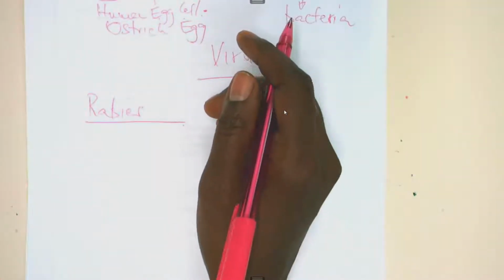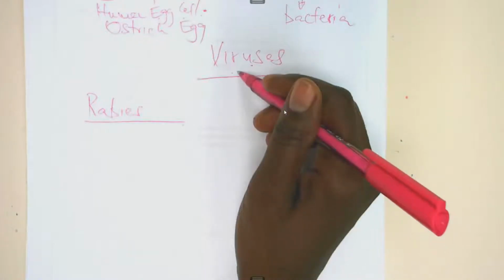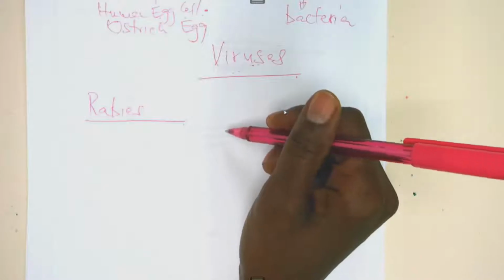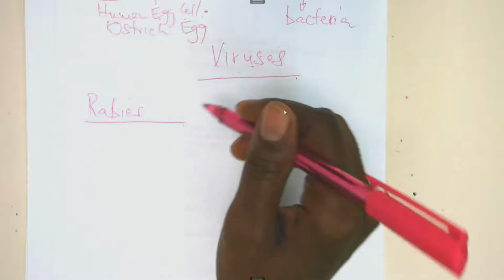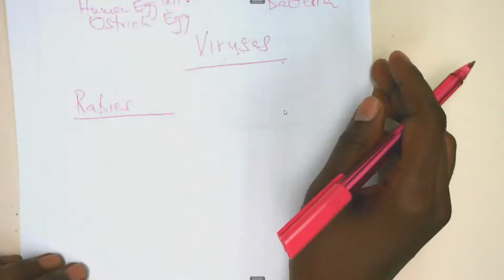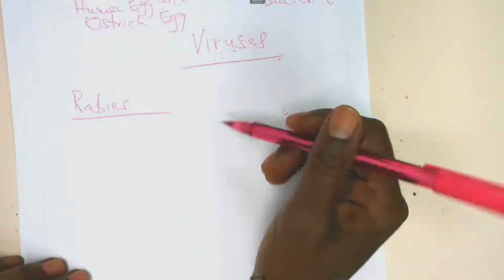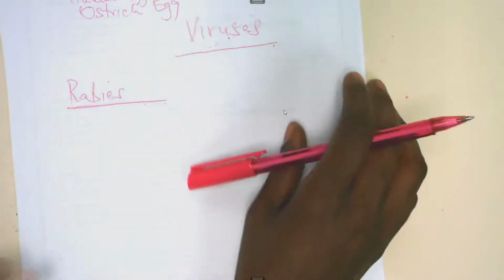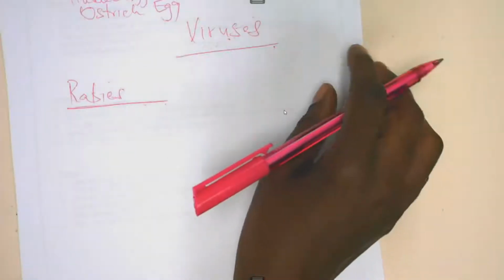You have to remember that for each and every microorganism, you have to know the basic structure and general characteristics, and after that you also have to know the effect and management of one of the diseases caused by a specific microorganism. So for viruses, this is what we are going to study. We will study rabies as one of the diseases which is caused by a virus.